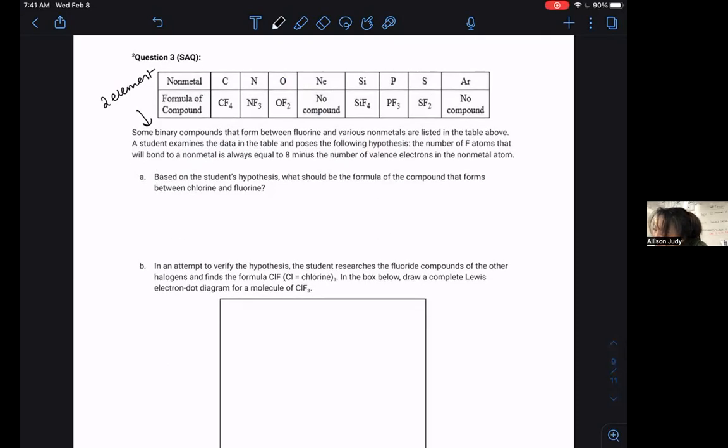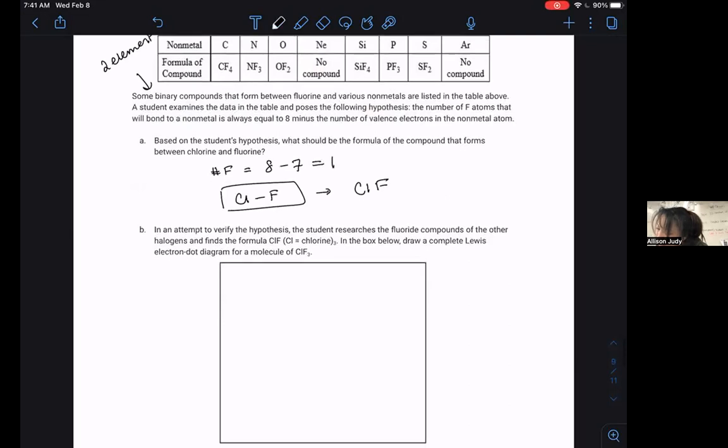So the number of F atoms that will bond to a nonmetal is always equal to 8 minus the number of valence electrons in the nonmetal. The nonmetal here is chlorine, bonding to fluorine. So it would be 8 minus 7, which gives us 1. So the compound should be ClF. Just to make it super clear, ClF should be the compound, and therefore the formula is ClF. That is not an I for iodine. That is Cl for chlorine and F for fluorine.